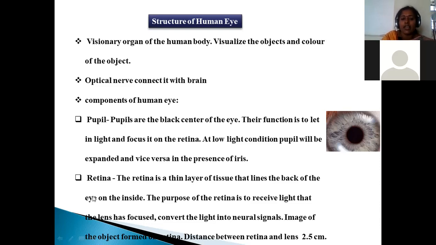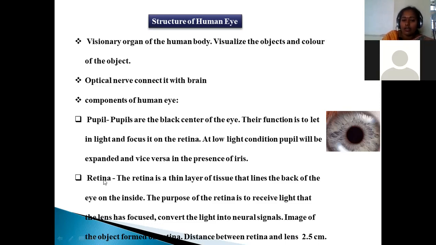And next is about the retina. The retina is the thin layer present on the surface of the eye, always behind the eyeball, and it is directly connected to the optic nerve. The purpose of the retina is to receive the light from the cornea and send it to the optic nerve. The distance between the retina and lens is always fixed, that is 2.5 centimeters.